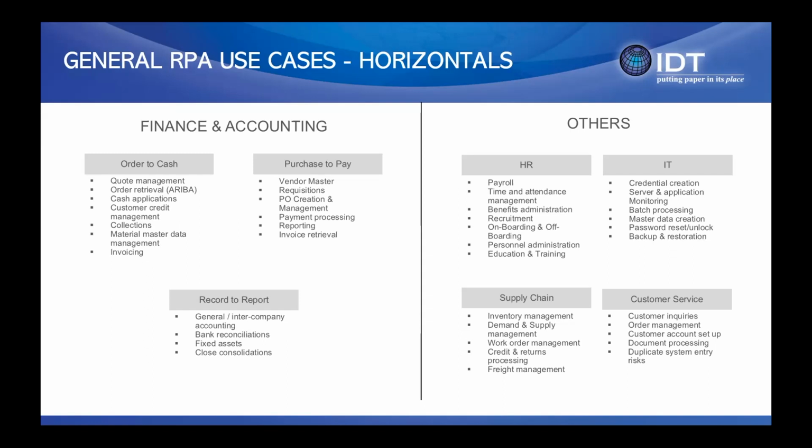Now, this is far from an exhaustive list. These are just areas where we've had success in the past. But if you think about it, anytime you're interacting with multiple systems and you have to make decisions based on multiple disparate data points that don't live in the same place, RPA is probably a good candidate.